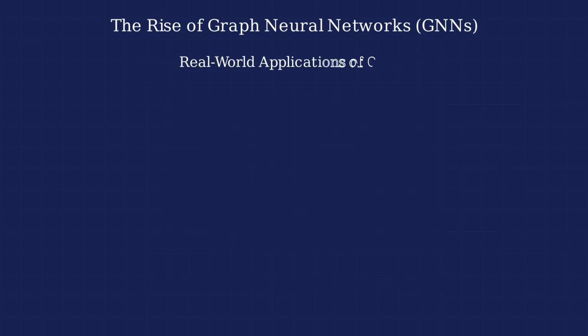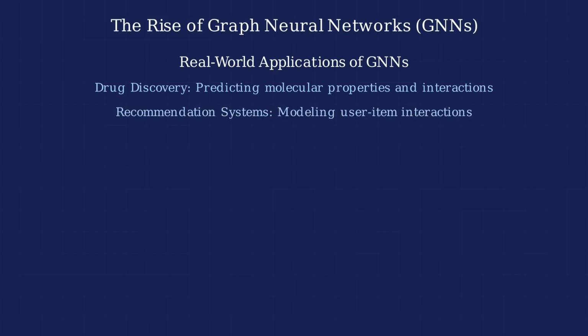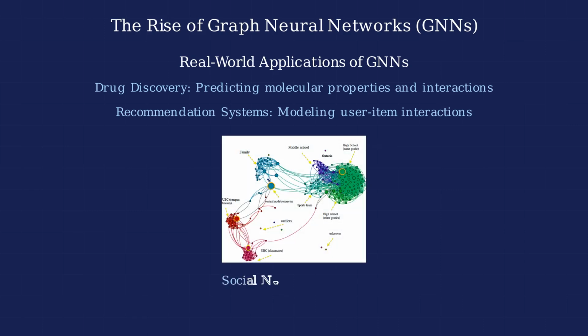GNNs are finding applications in numerous domains. In drug discovery, they predict molecular properties and interactions, helping researchers identify promising compounds. In recommendation systems, GNNs model the complex interactions between users and items, enabling more personalized suggestions. Social network analysis is another key application, where GNNs help identify communities, influential users, and patterns of information spread.